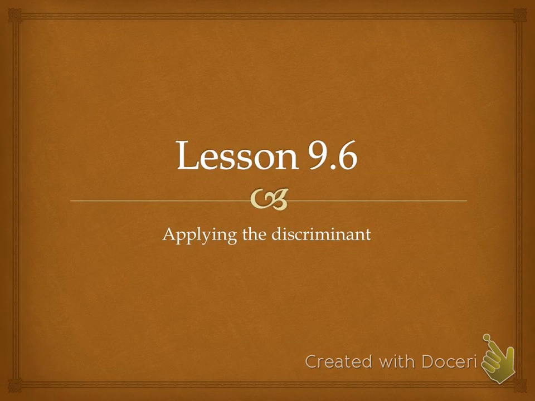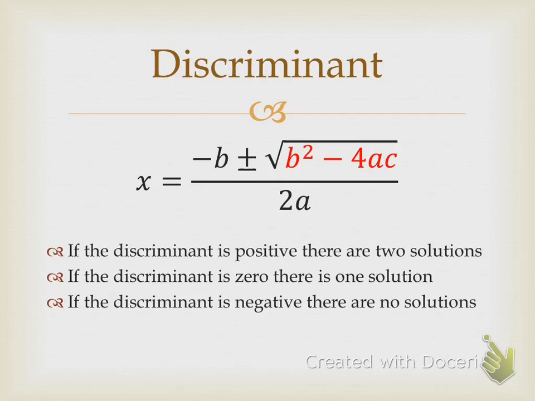Alright, today we're going to do lesson 9.6, applying the discriminant of the quadratic equation. First of all, let's talk about what the discriminant is. On Friday, we learned what the quadratic equation was, and it's x equals negative b plus or minus the square root of b squared minus 4 times a times c over 2a. Now that formula we went over on Friday, you have to memorize that for your upcoming test and quiz.